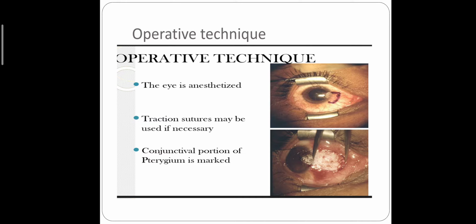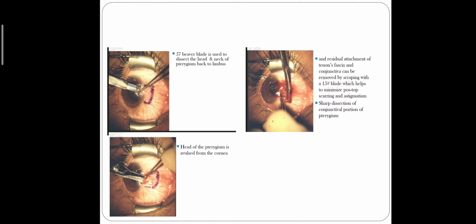So that is the pterygium portion which is marked, and you can see in the picture a blade is used to dissect the head and neck. There are different techniques in this dissection and removal of the pterygium. This is one of the techniques. So using a blade we are dissecting the head and neck of the pterygium back to the limbus. Then the head of the pterygium is held and avulsed from the cornea.